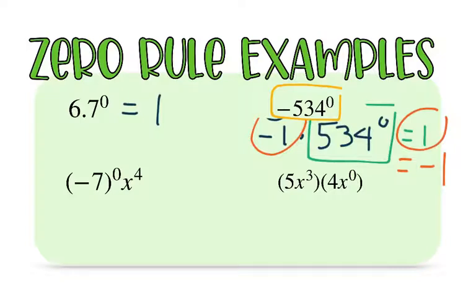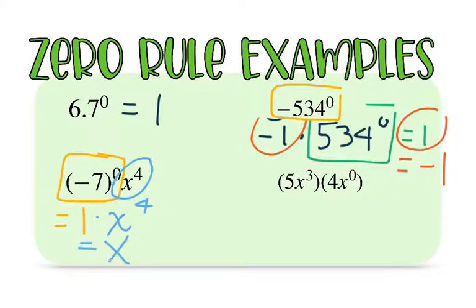Okay, so let's look at the third one. The difference in this one is that the negative is included in the parentheses. So this part that I boxed in yellow is going to be equal to 1. Negative 7 in parentheses to the 0 power is 1, because the negative is inside the parentheses, so it's raised to the 0 power as well. All we have left to do is the remaining part of the problem, which is to multiply it by x to the 4th power. So I have 1 times x to the 4th power, which equals x to the 4th power, and that will be my final answer. Okay?